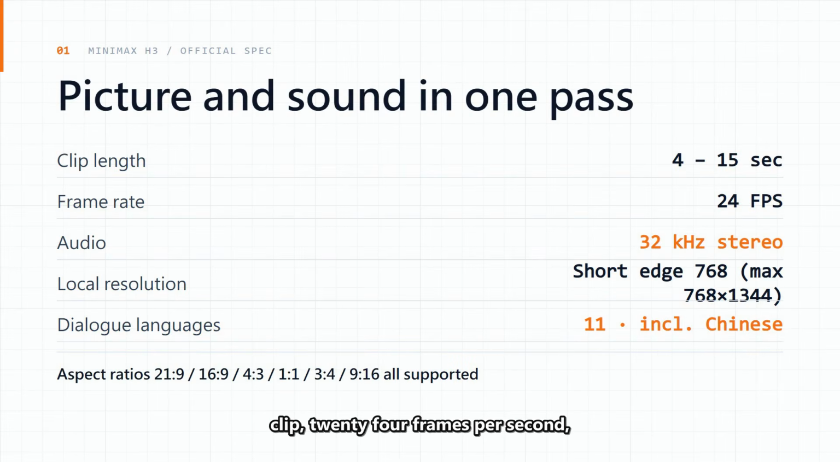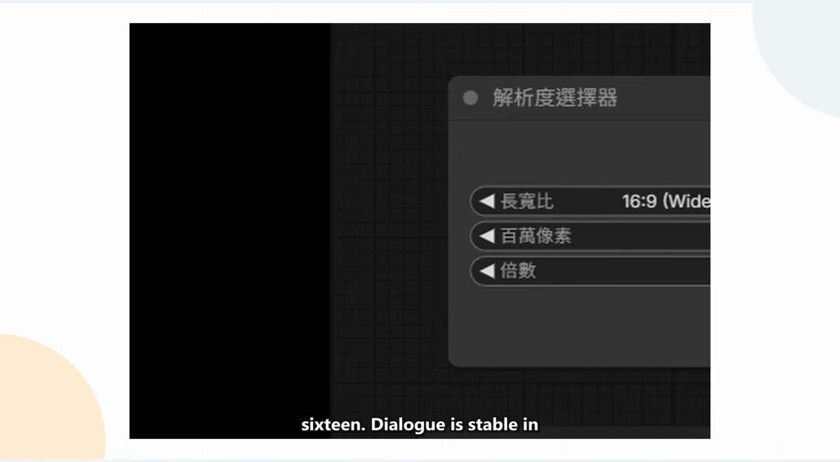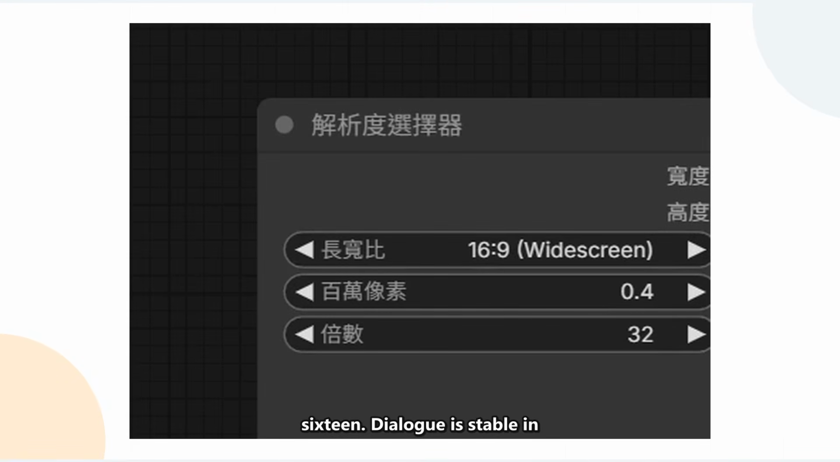15 seconds per clip, 24 frames per second, 32 kHz stereo. Aspect ratios from cinematic 21:9 all the way to vertical 9:16. Dialogue is stable in 11 languages, and Chinese is one of them.